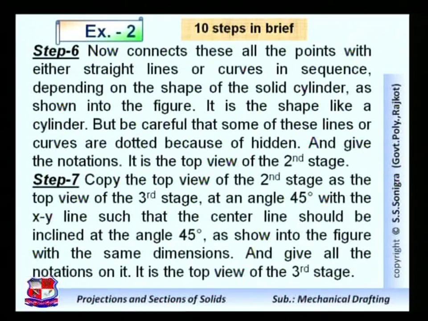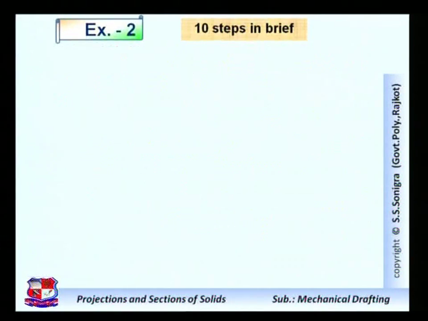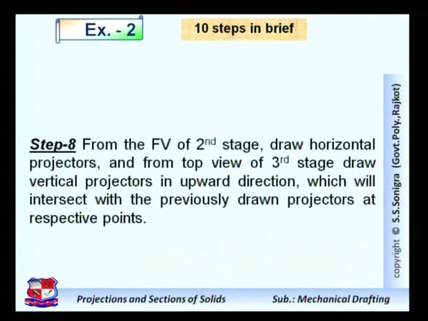Step 7. Copy the top view of the second stage as the top view in the third stage at an angle of 45 degree with the XY line, such that the center line is inclined at an angle of 45 degree as shown in the figure, with the same dimensions, and give all the notations on it. It is the top view of the third stage. 8th step: from the front view of the second stage, draw horizontal projectors, and from the top view of the third stage, draw vertical projectors in the upward direction, which will intersect with the previously drawn projectors at respective points.